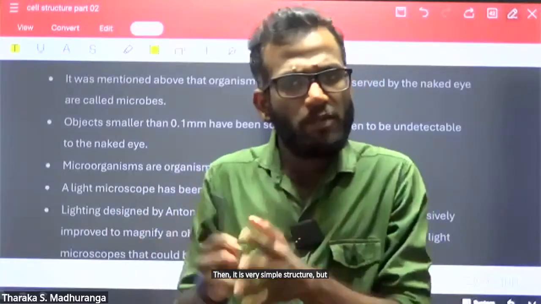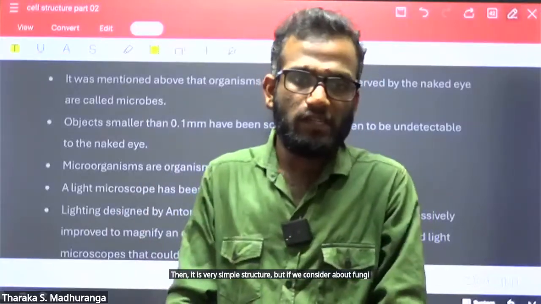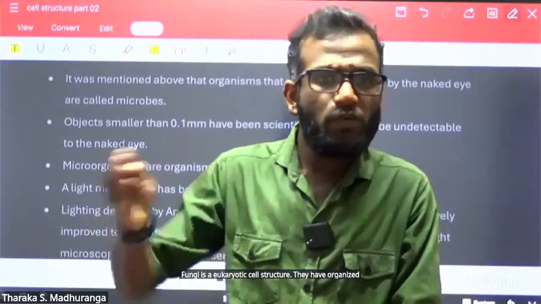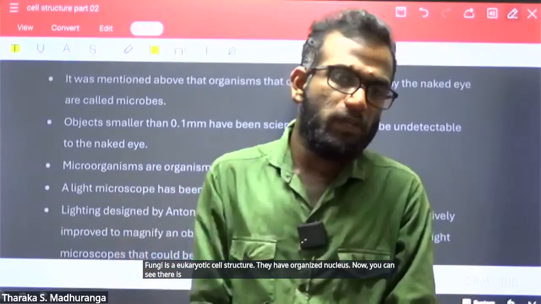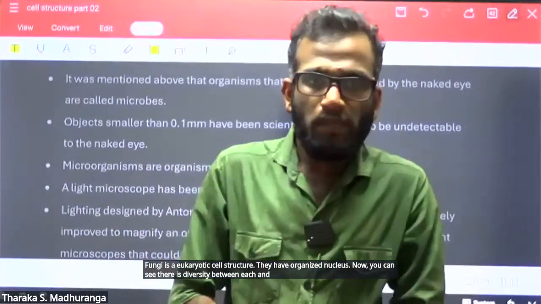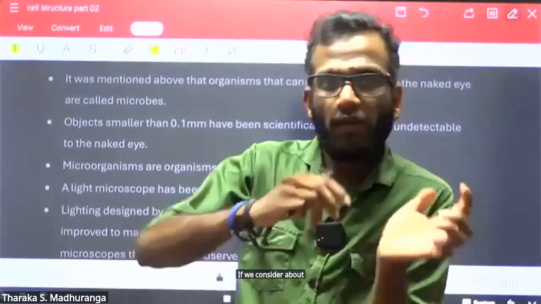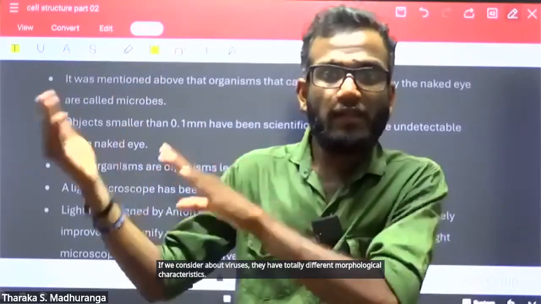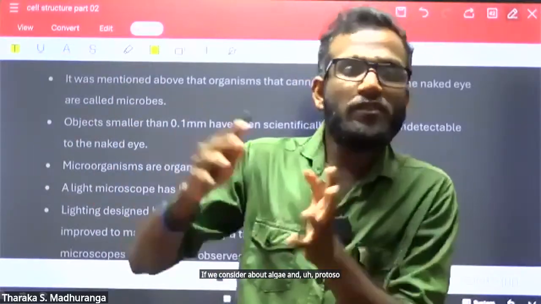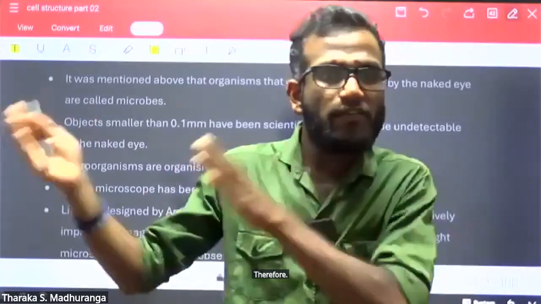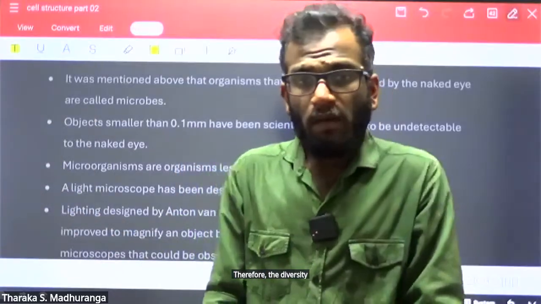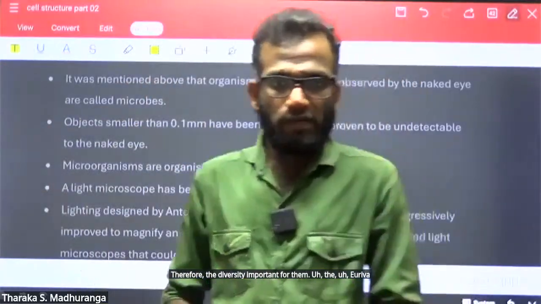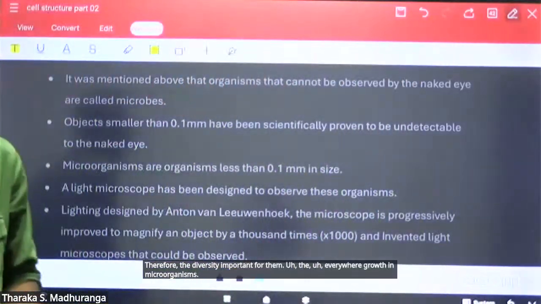But if we consider fungi, they have a eukaryotic cell structure. Fungi have a eukaryotic cell structure. They have an organized nucleus. Now you can see there is diversity between each and every microorganism type. Viruses have totally different morphological characteristics. Algae and protozoa are different from the others. Therefore, this diversity is important for microorganisms to grow and live everywhere.